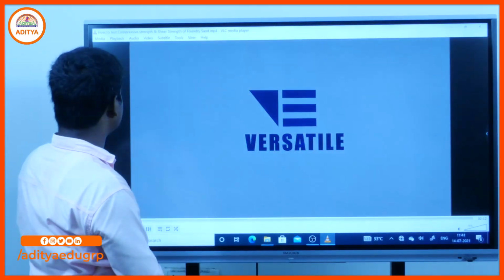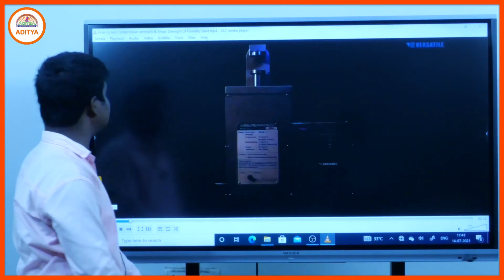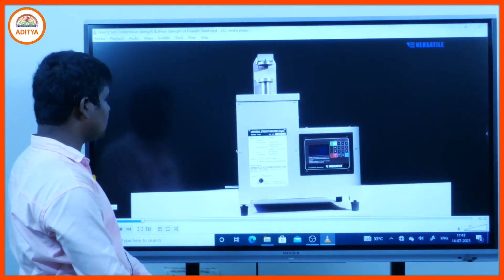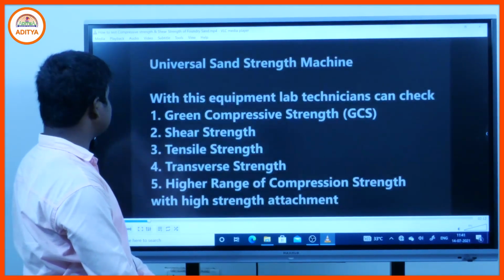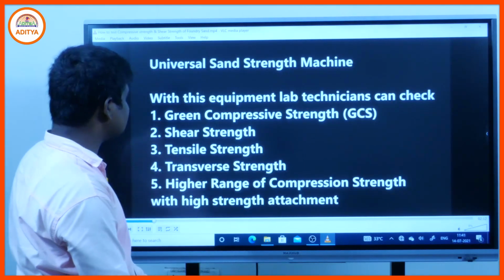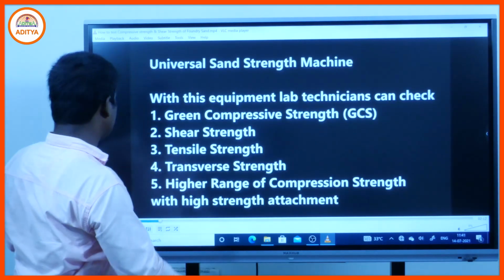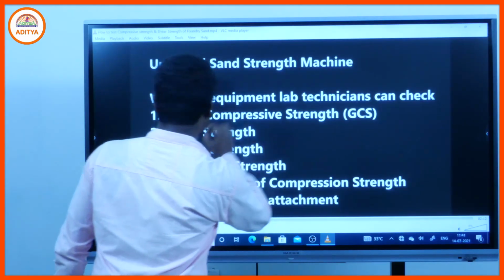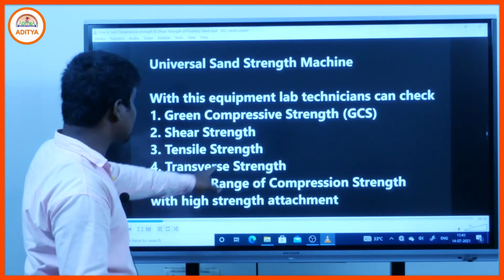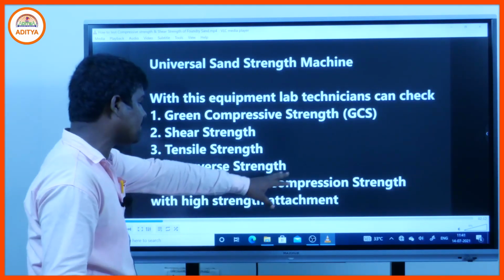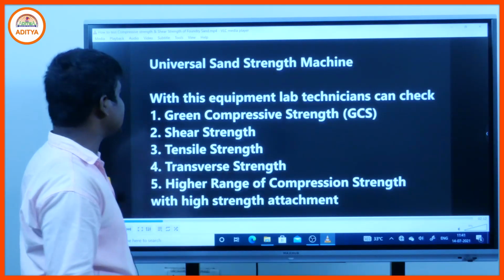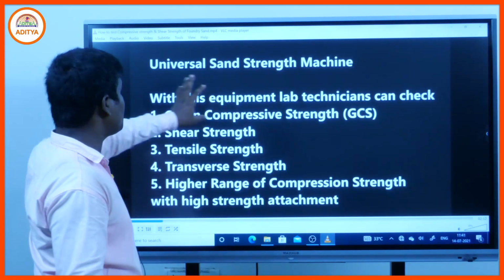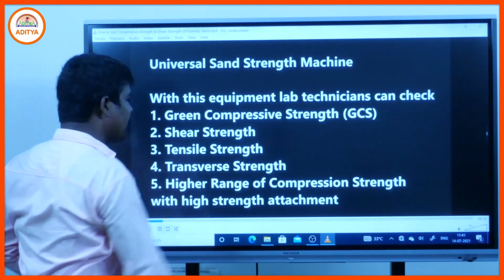And this video shows how to measure the compressive strength and shear strength of the foundry sand. That is the compressive strength machine, the universal sand strength machine. By using that machine we measure the green compressive strength, shear strength, tensile strength, transverse strength, and higher range of compression strength with a high strength attachment. We measure all of these using that universal sand strength machine, from one machine.